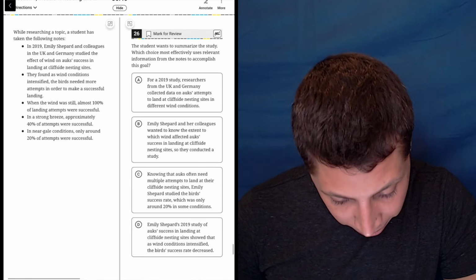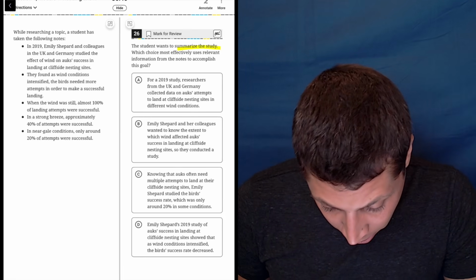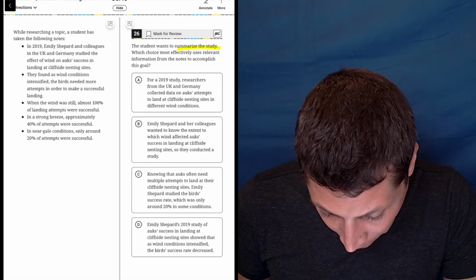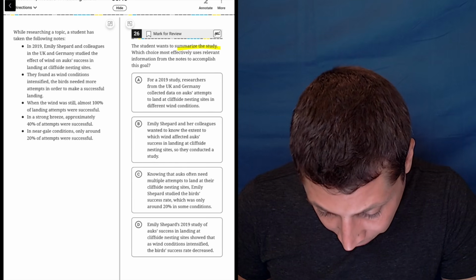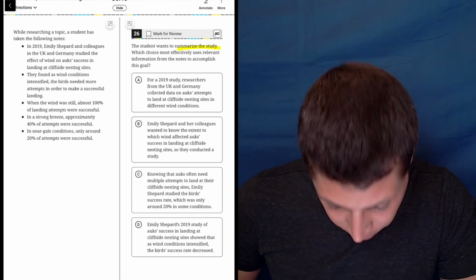All right, 4 minutes, 26. The student wants to summarize the study. Okay, summarize the study. Okay. In 2019, Emily Shepard and colleagues in the UK and Germany studied the effect of wind on auks' success in landing at cliffside nesting sites. Okay, so they studied that.